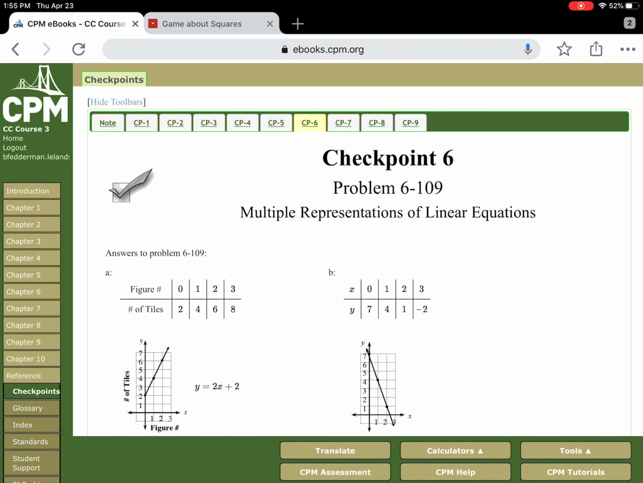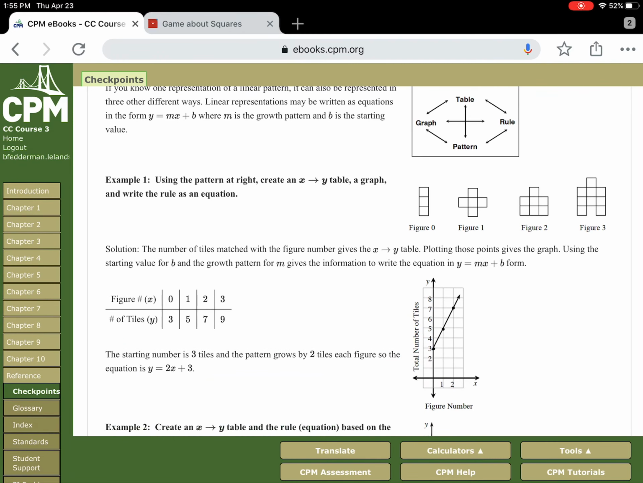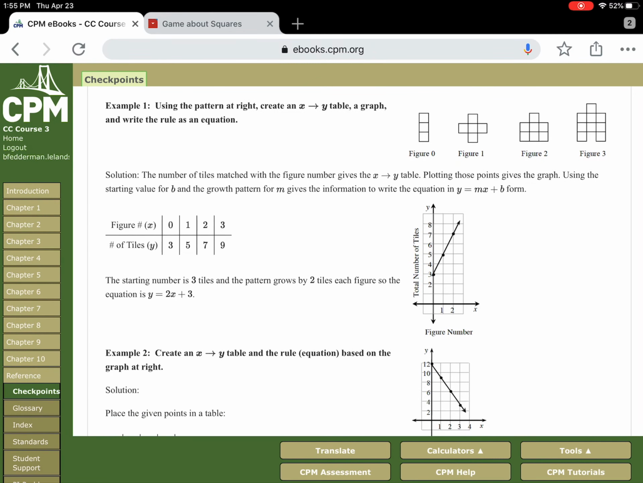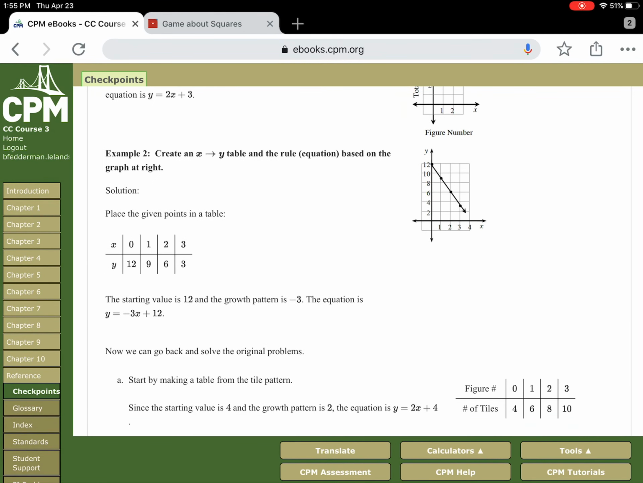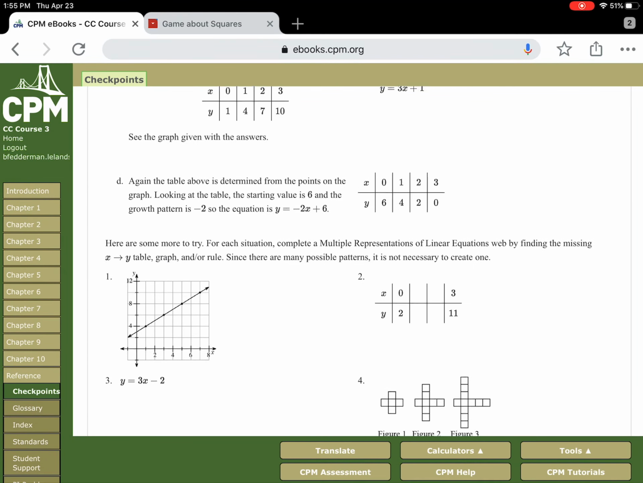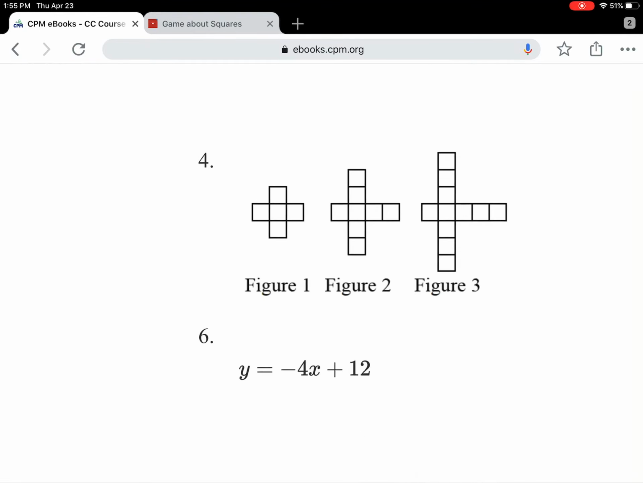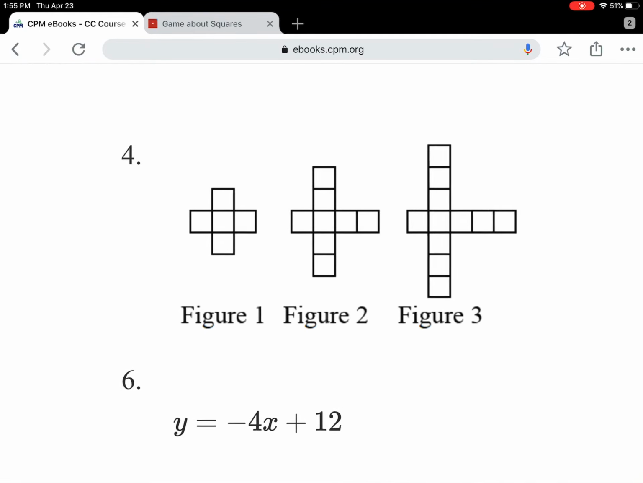So if you go to the checkpoint materials and scroll, by the way, some really good detailed explanations in these examples. I would strongly encourage you to read them over carefully and maybe work the problems as you go for yourself. But I'd like to talk about problem number 4, which is this pattern right here.